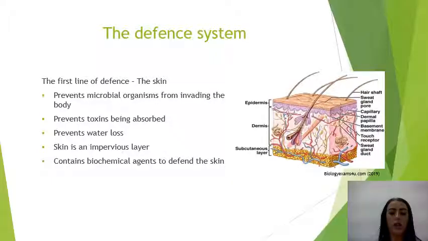First, I'm going to look at the defence system. The first line of defence system includes the skin. This prevents microbial organisms from invading the body. It prevents toxins being absorbed and prevents water loss. Skin is an impervious layer, contains biochemical agents that help defend the skin. The diagram on the right shows the skin.